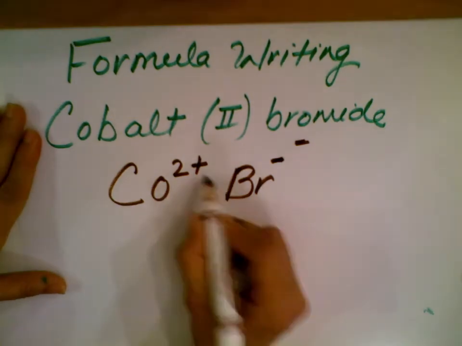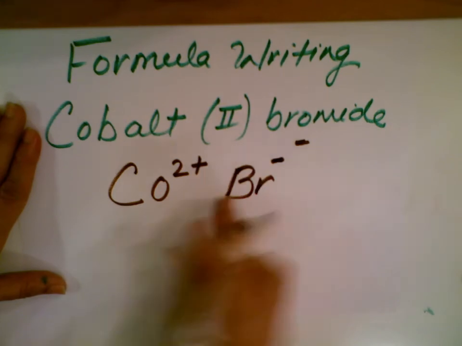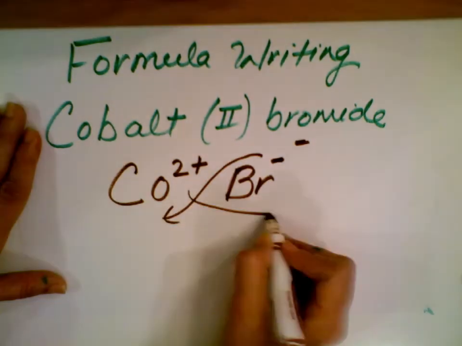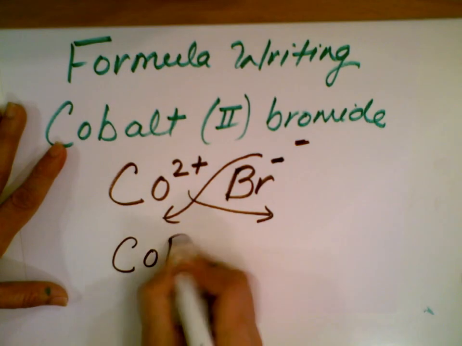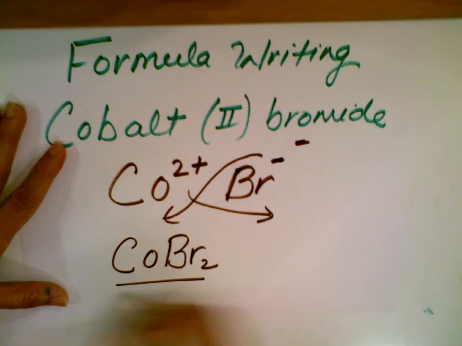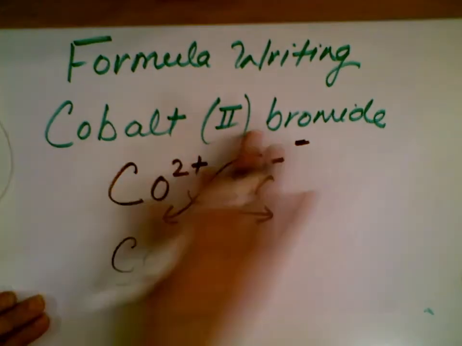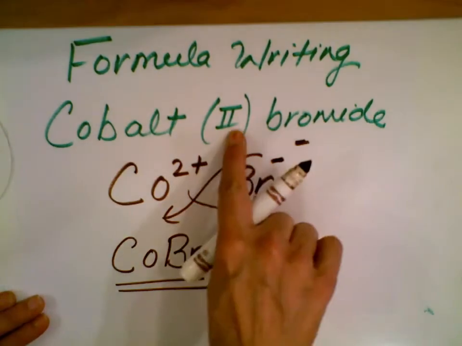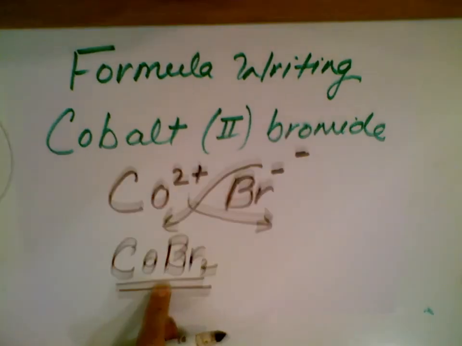What you have to do here, look at the charges. This is 2 plus and this is 1 minus. When the charges are unequal, all you do is crisscross. And you are going to write CoBr2. So that's the formula for cobalt 2 bromide. It's pretty simple. All you have to look at the Roman numeral and that is your charge for that transition metal.